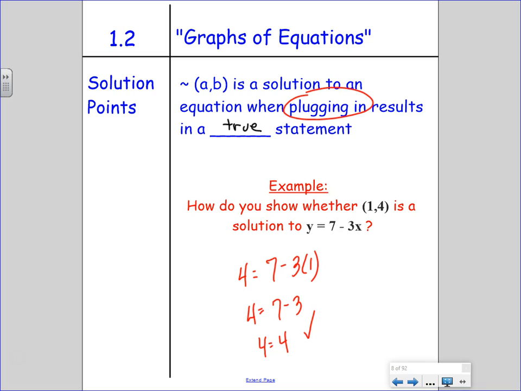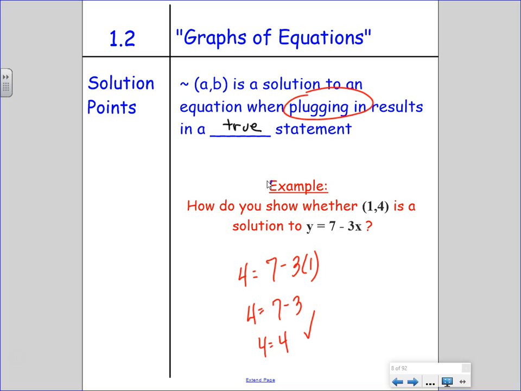Okay, so pretty basic. But a solution to an equation is one in which you can plug in the point and it results in a true statement. And if it was a false statement, obviously, there would be no solution. And if you guys can think back to Algebra 1, you might not be able to. There was a very specific type of problem where you would get true and false statements, and it would tell you how to answer.